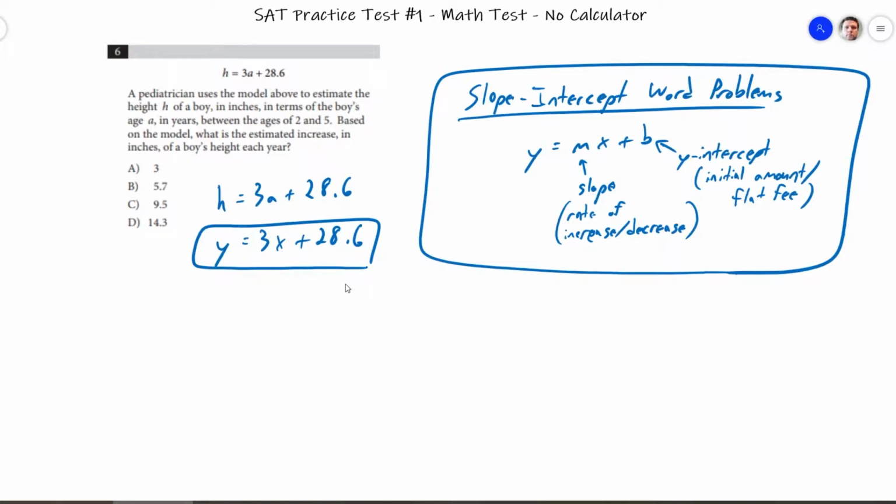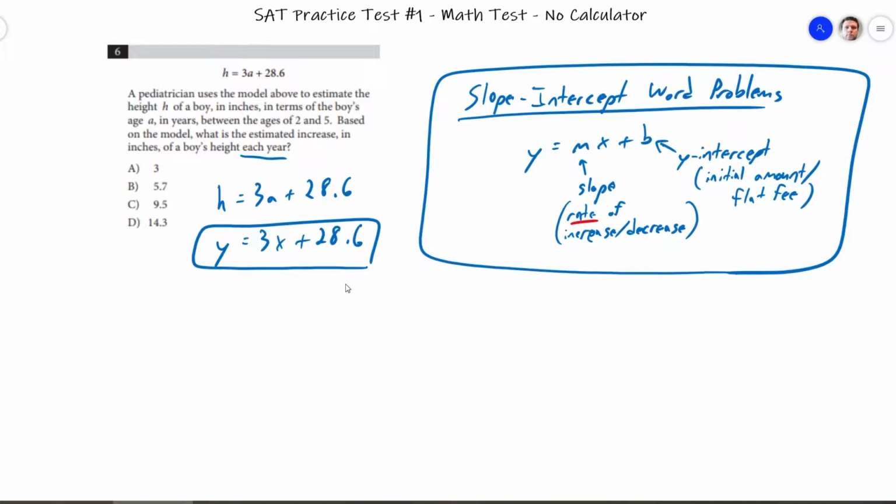So they're basically saying this model represents the height of a boy in inches between the age of 2 and 5, where a is their age in years, right? And they're basically saying, like, what's the increase in height each year? Watch out for words like each and every and per, because they indicate rates, and that tells you that it's actually asking about slope specifically.